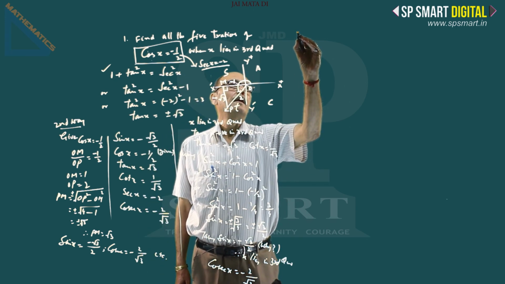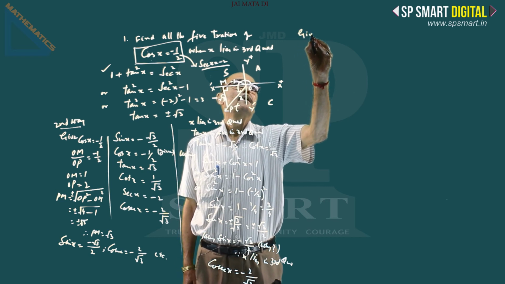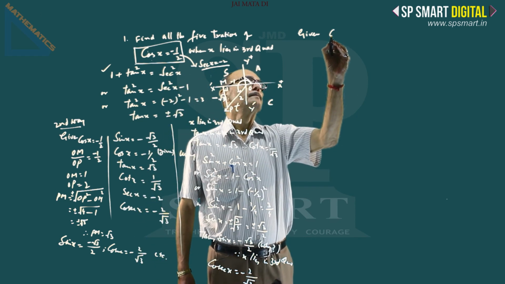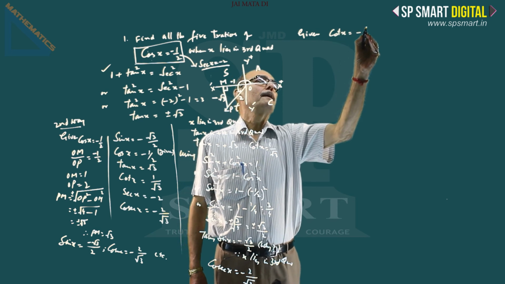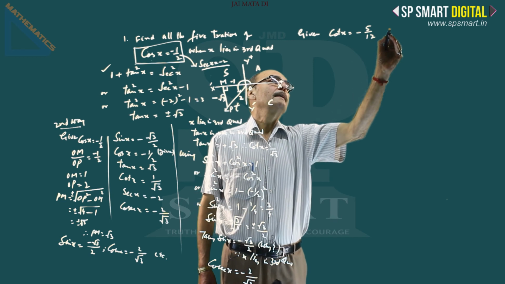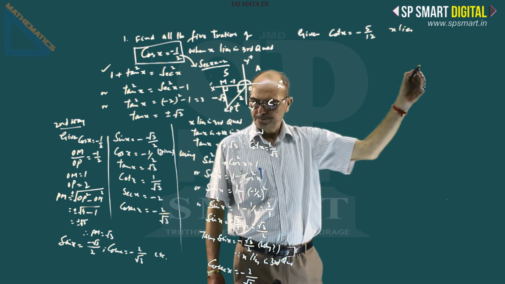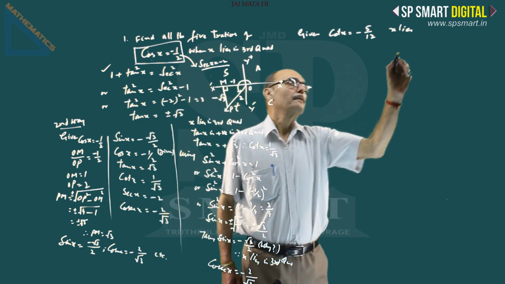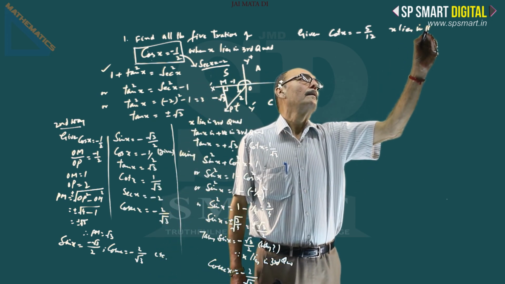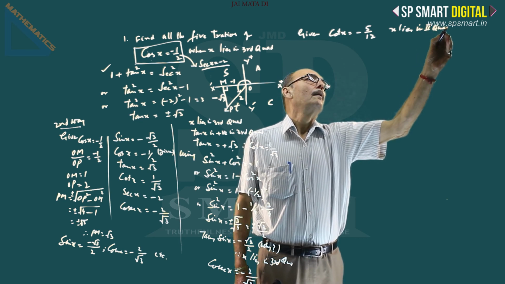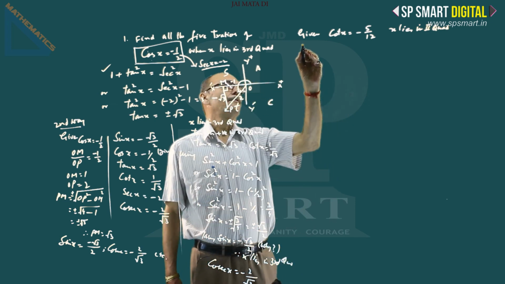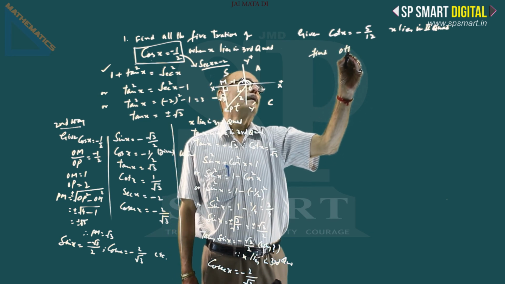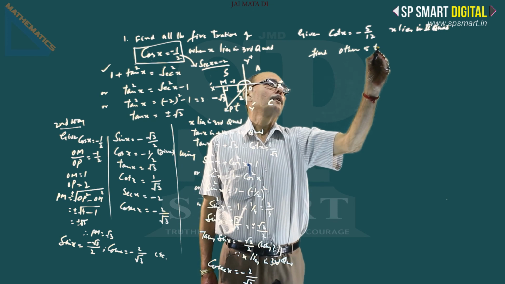Next we have, I give an exercise, next is: find, given cot x equal to minus 5 by 12, x lies in second quadrant. So, we find other 5 T ratios.